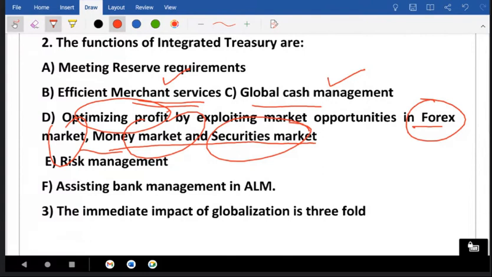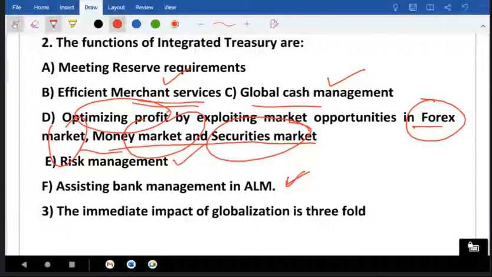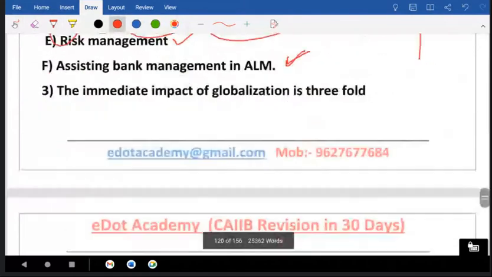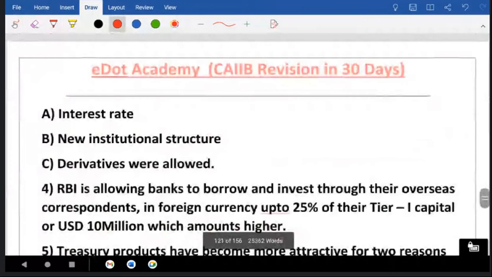Their function is also risk management and assisting bank management in ALM. ALM is asset liability management. The immediate impact of globalization is threefold. Now we'll see what the immediate impact of globalization is. Number one is the interest rate, number two is the new institutional structure, and derivatives were allowed.